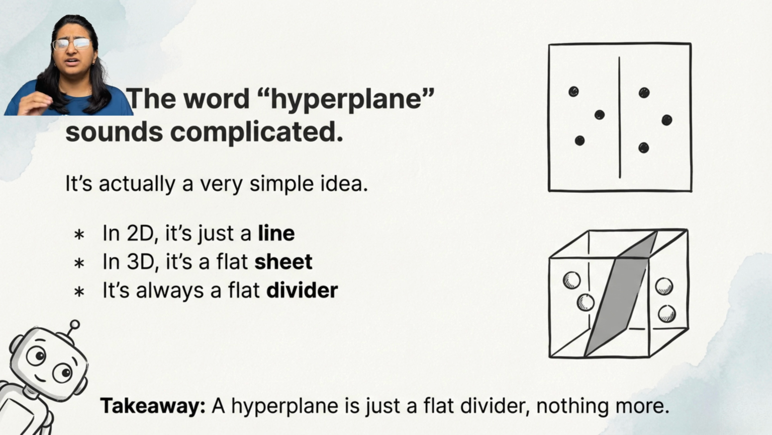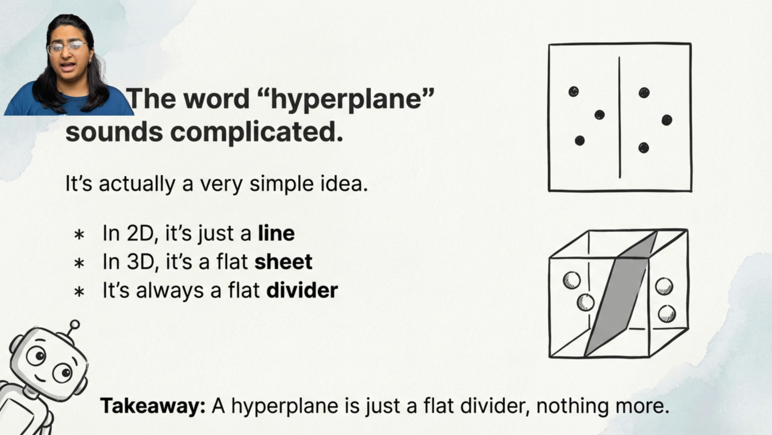First, the word hyperplane sounds big, and the idea here is very small. A hyperplane is just a flat divider. In 2D, the divider is a fine line. In 3D, the divider is a flat sheet, like a plane. So whenever you hear the word hyperplane, just think of a clean, flat wall that separates space.